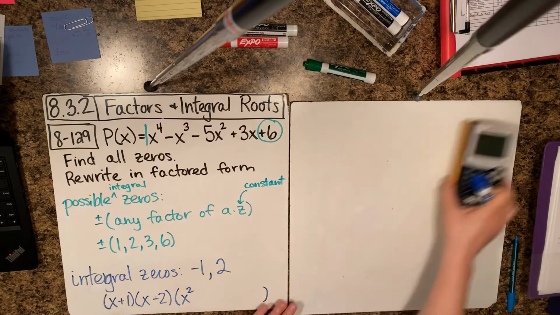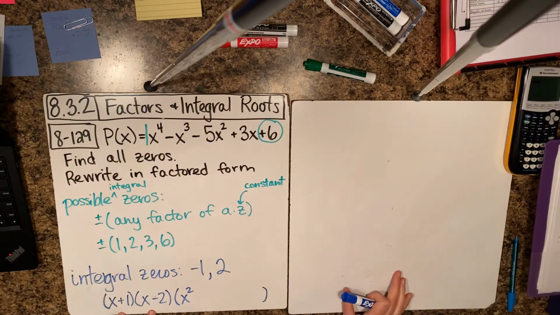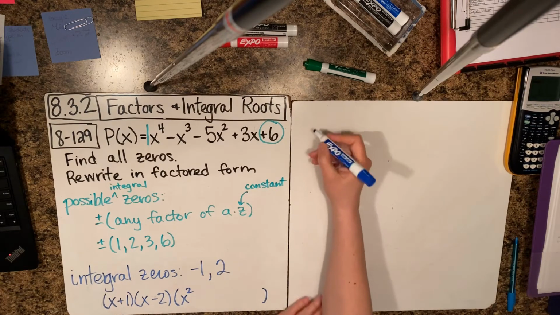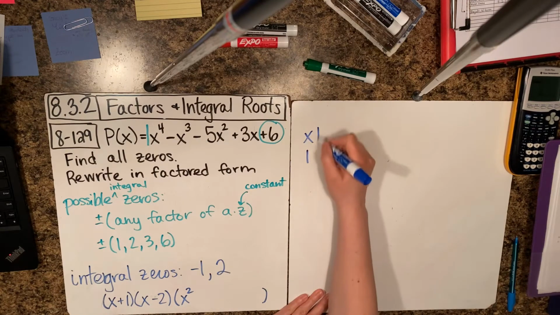So we know 2 of the factors. We have to figure out what multiplies by these 2 things to get this. And so what I'm going to do is divide one at a time, and you could pick either of these to start with. It doesn't matter which. I'm just going to go with x plus 1.